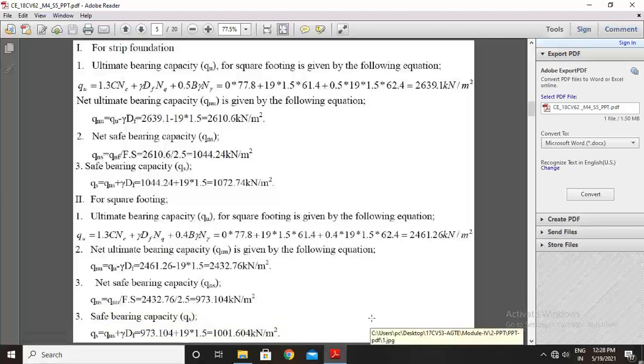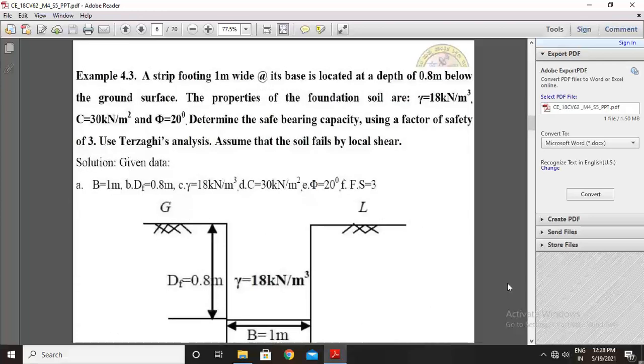Now substitute the values in this equation. QNS is 973.104 plus gamma is 19 into df is 1.5. While solving this equation, we are getting 1001.604 kilonewton per meter square. So this is the complete solution of these two types of footings. Next problems.